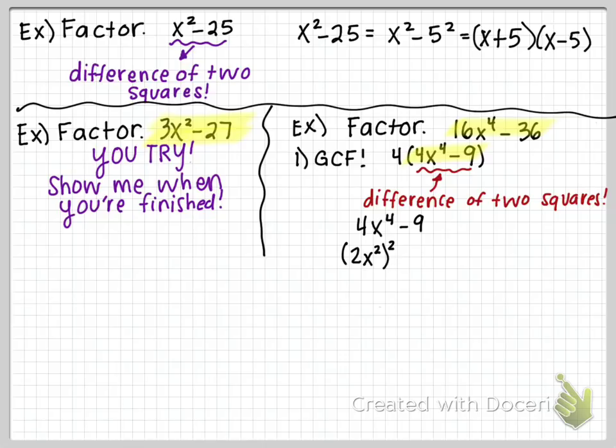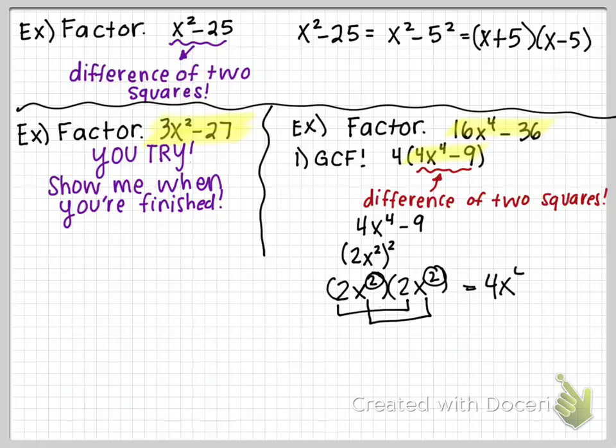So if I did 2x squared and multiplied that twice, 2x squared times 2x squared, 2 times 2 is 4, and x squared times x squared is x to the 4th. Remember, we always add these 2 powers. So that's going to equal 4x to the 4th. And that's what we had here, right?